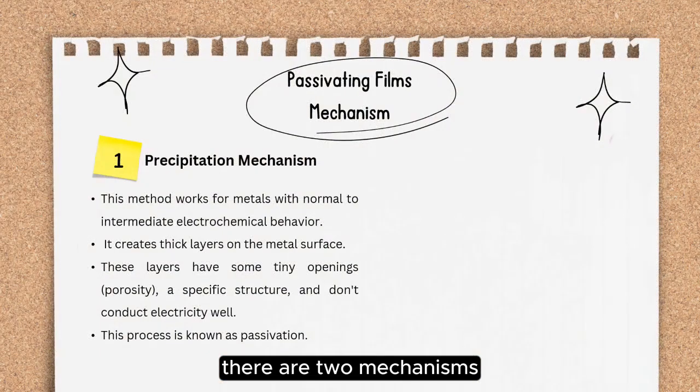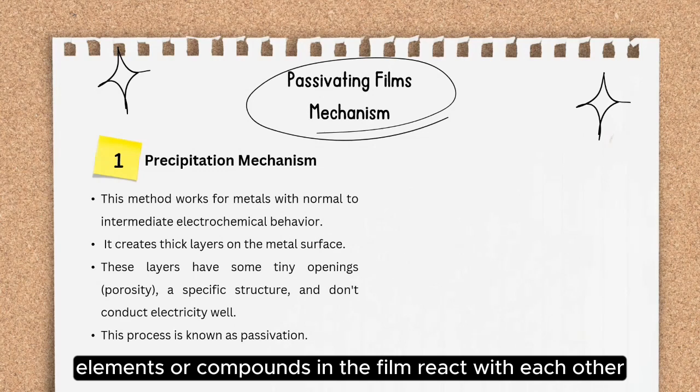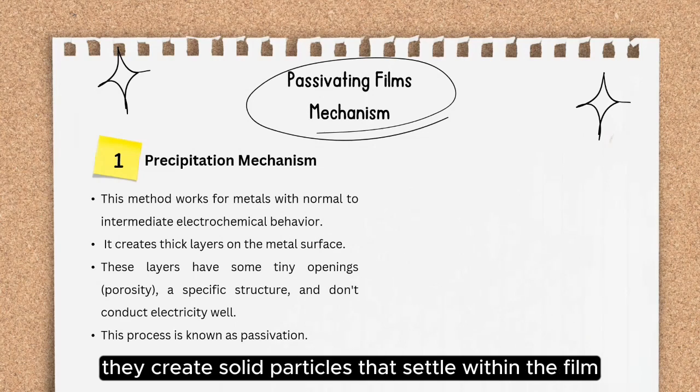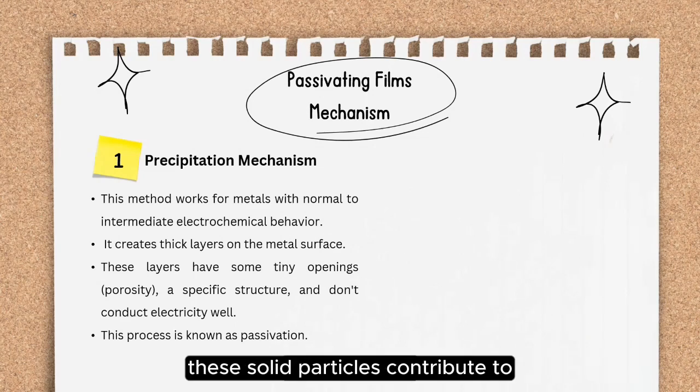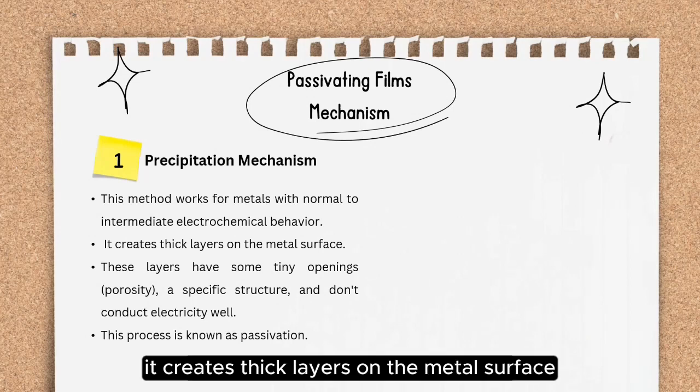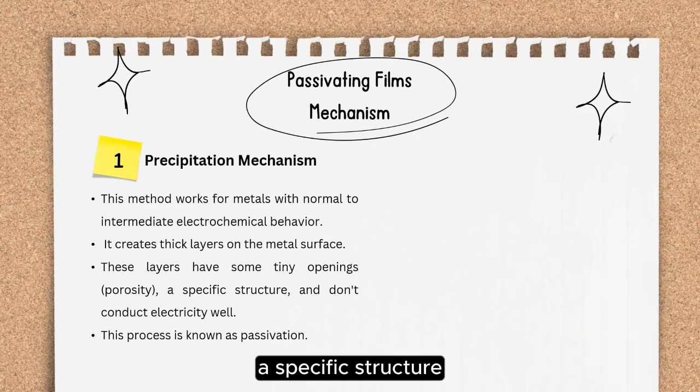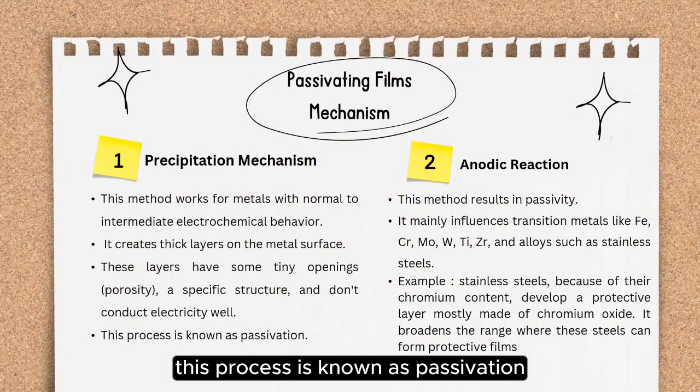There are two mechanisms, which are 1. Precipitation in passivating film. When specific elements or compounds in the film react with each other, they create solid particles that settle within the film. These solid particles contribute to the structure of the passivating film, making it more stable and protective. It creates thick layers on the metal surface. These layers have some tiny openings, known as porosity, a specific structure, and don't conduct electricity well. This process is known as passivation.